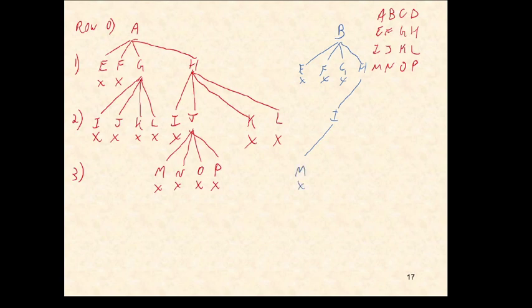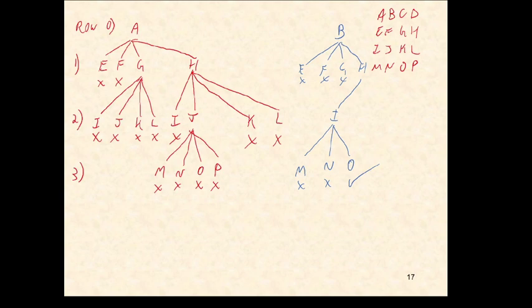BHIM, no, because that's right below the I. BHIN, no, that one's on a diagonal with I and it's straight below B. BHIO. BHIO looks like we've got a solution. So we found our first solution.